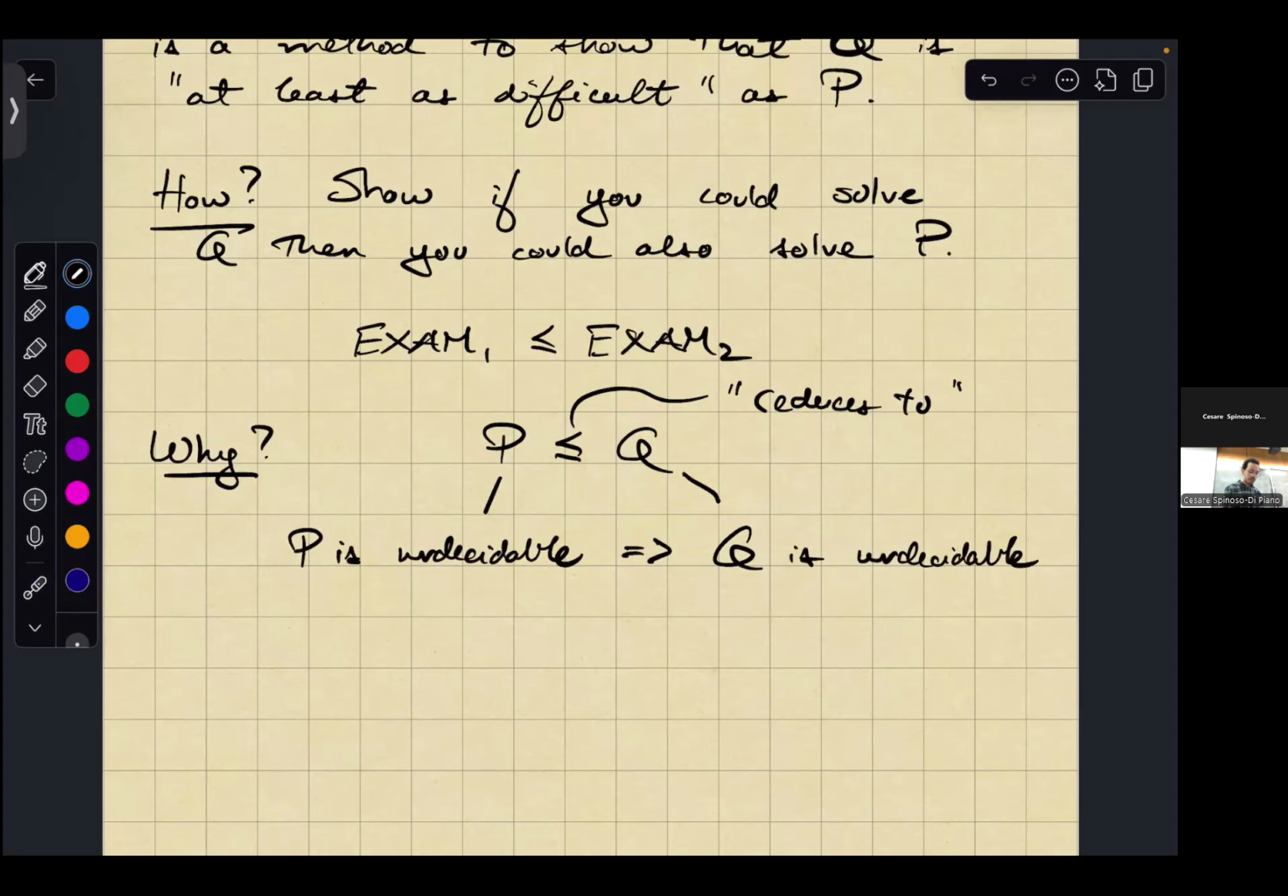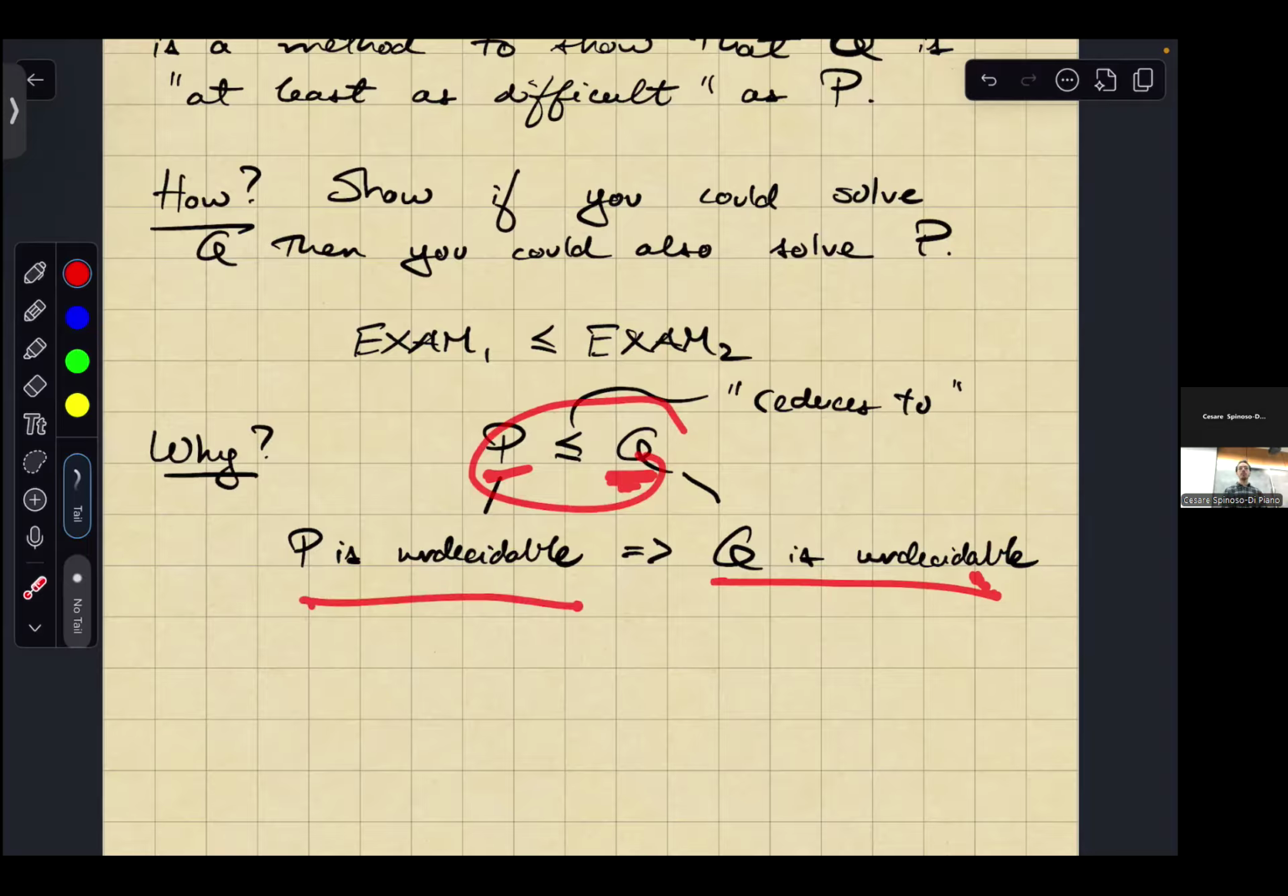Why does this imply this? Because if I've established a reduction, the reduction tells me that I can solve P by solving Q, right? So now suppose that Q was decidable, then I would have a decider, right? An algorithm to decide Q. But because I have a reduction, that means that I can also decide P, which is a contradiction because I know a priori that P is undecidable, right?